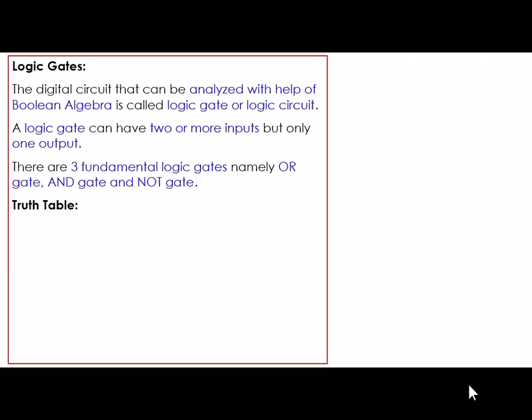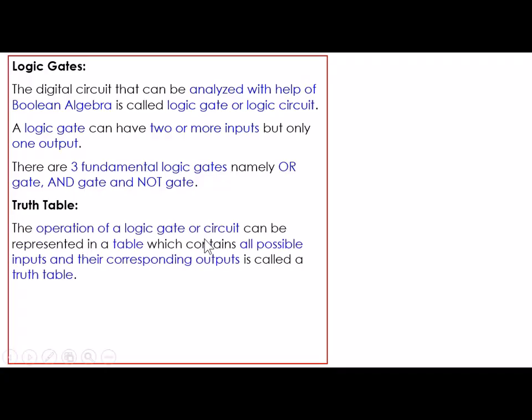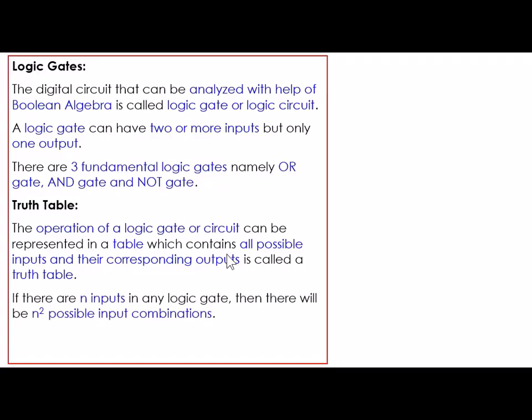Now what is a truth table? The operation of a logic gate or circuit can be represented by a table which contains all possible inputs and their corresponding outputs, and that is called a truth table. If there are n inputs in any logic gate, then there will be 2 to the power n possible input combinations. For example, if there are 2 inputs to a logic gate, then there will be 2 to the power 2, that means 4 combinations possible.